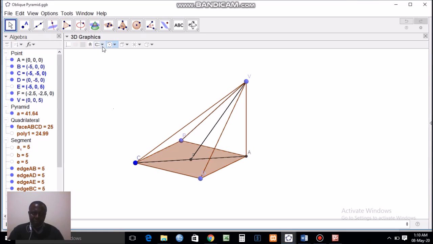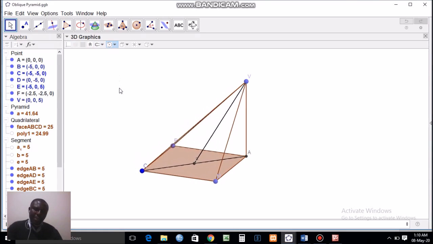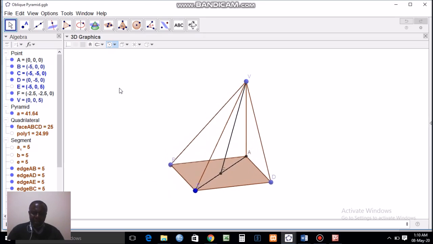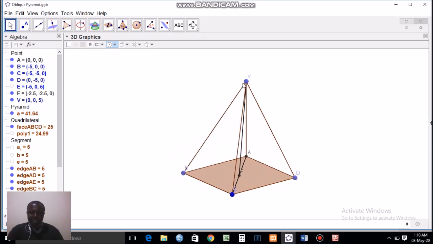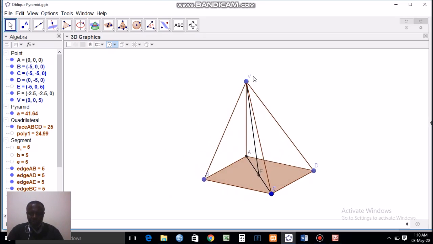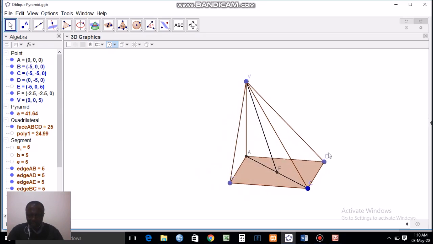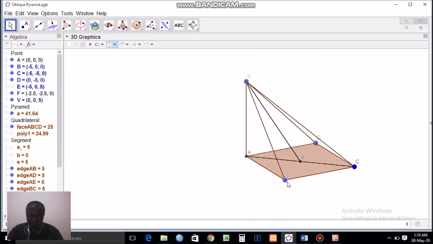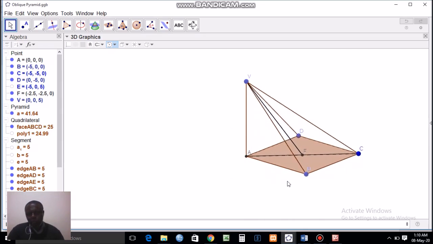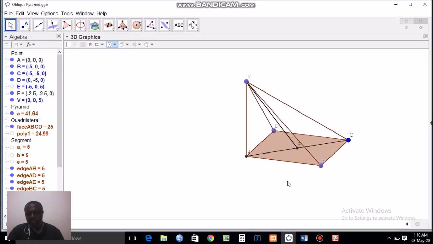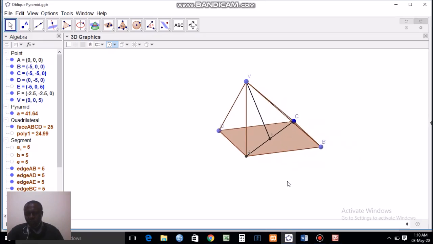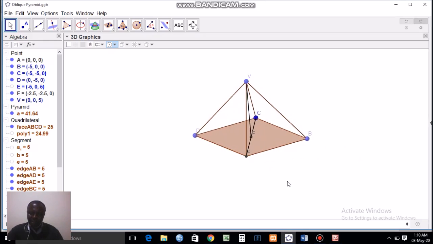This one here is an oblique pyramid. In an oblique pyramid, unlike a right pyramid, the slanting edges are not equal. The slanting edges here are VD, VC, VA, and VB. Those are the slanting edges. If you look at them, you'll clearly see that they are not equal. So where the slanting edges are not equal, we have an oblique pyramid.